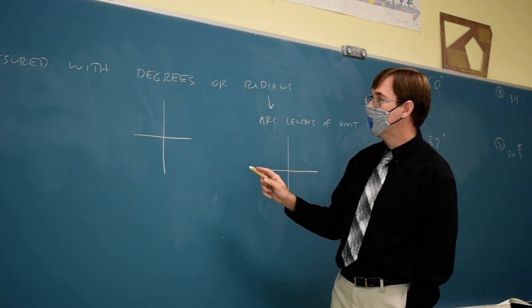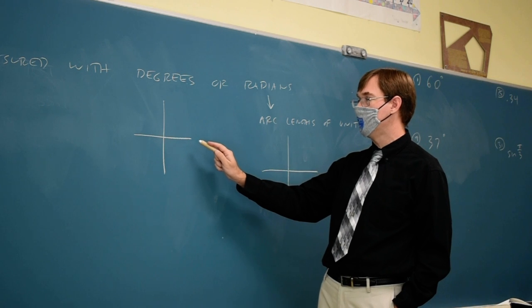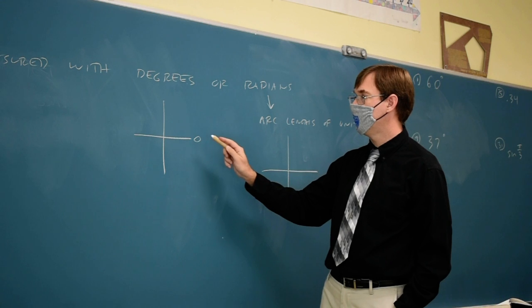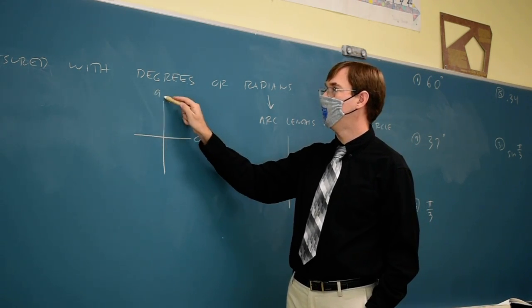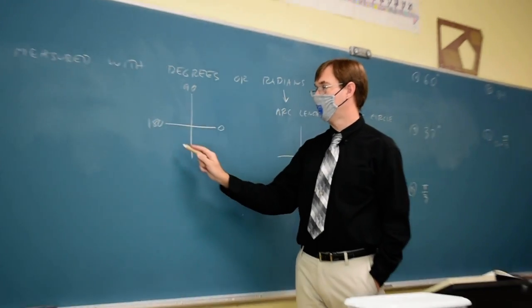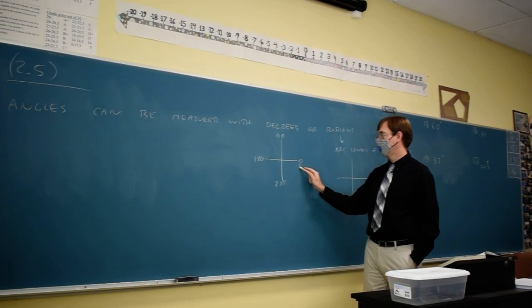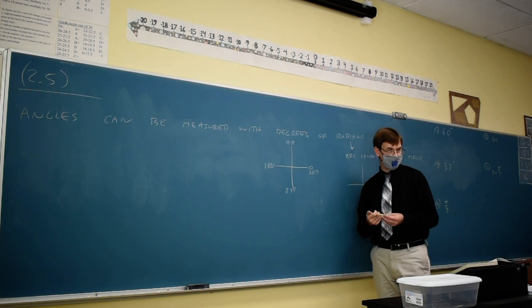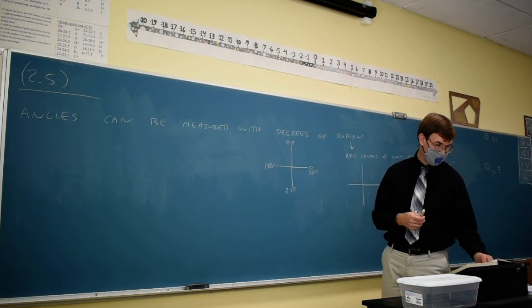But for degrees, if we're back to standard position degrees, where are we for 0? To the right. 90 is top. 180 is left. 270. 360.